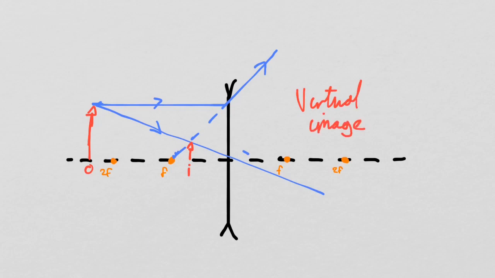Now a good thing to do would be to get yourself some squared paper and have a go at some of these examples. Have another go at some of these ray diagrams. Practice it, because it is quite tricky. The only way you're going to get good at it is by practicing. So have a go at some other images in other positions and see what you get. And I will see you in the next video.